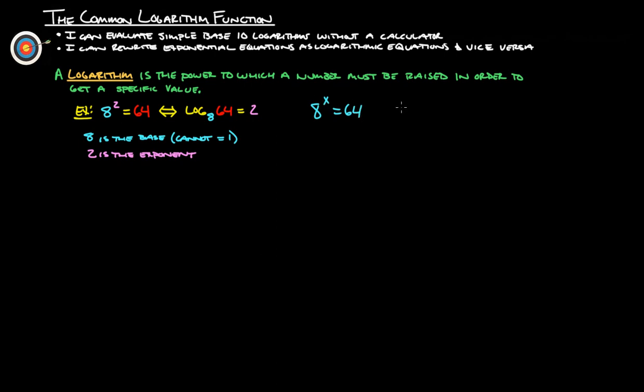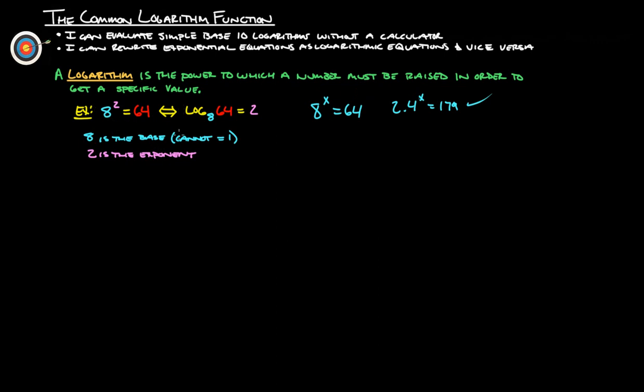And a better example would be, say, 2.4 to what power gives us 179 or something like that. Because this one we could figure out. This one we are not going to be able to figure out in our head, but logarithms will help us figure that out. Okay? In this case here, 8 is considered to be the base.